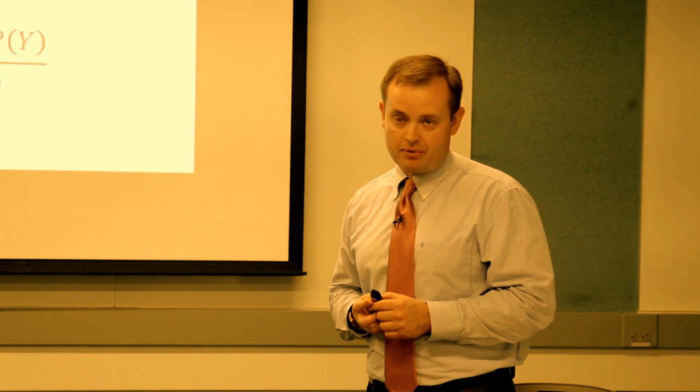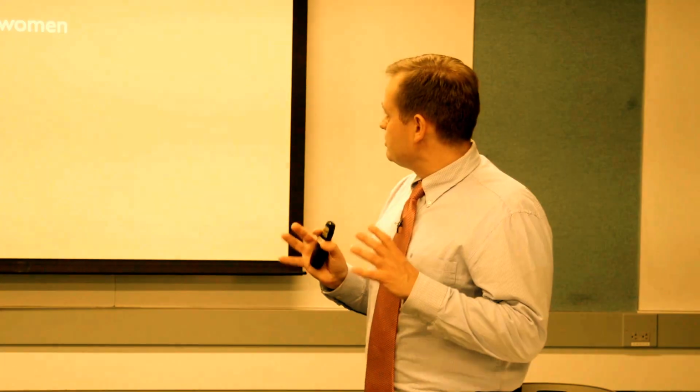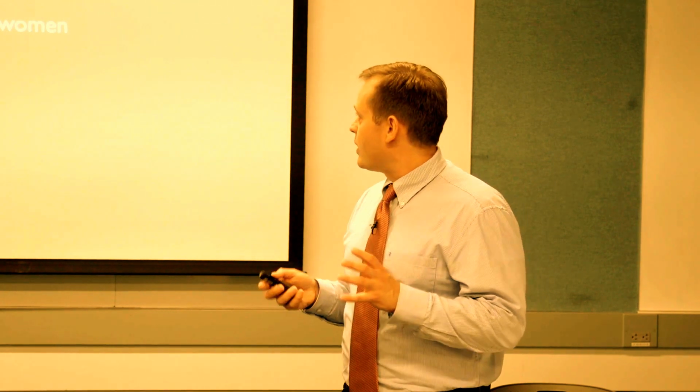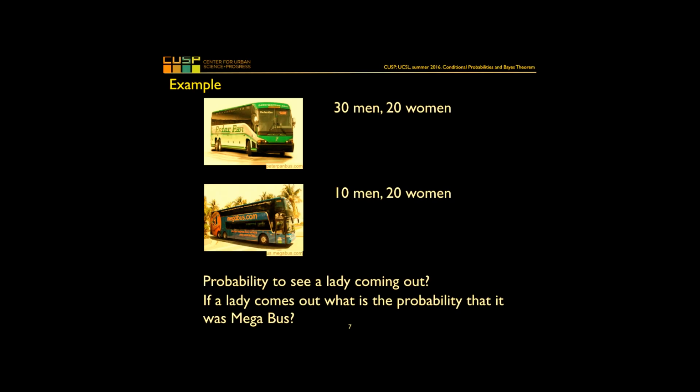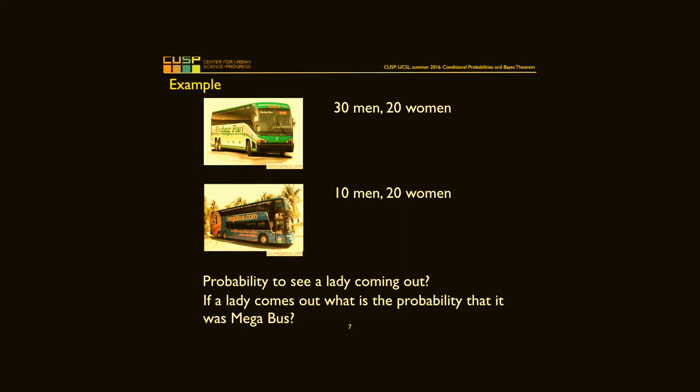Now I think it's time for an example. So imagine you stay at the bus station and you have two buses coming. One is a Peter Pan bus and the other one is a Megabus. You don't know which one of them actually came to the gate, because from outside you only see the door of the gate, you don't see the bus itself. But what you do know is that in the Peter Pan bus, there were 30 men and 20 women, 50 passengers in total. And in the Megabus, there were 10 men and 20 women, 30 passengers in total.